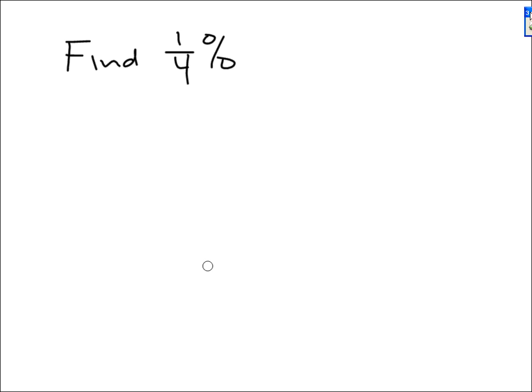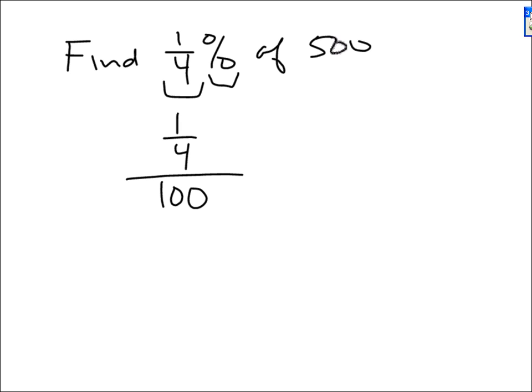I see students all the time, they write 3 equals 7, 9 equals 12. You know 3 doesn't equal 7. You know 9 doesn't equal 12. Don't write it. Find 1/4% of 500. Well, a quarter means a quarter. Percent means divide by 100. Of means multiply. 500 is 500.